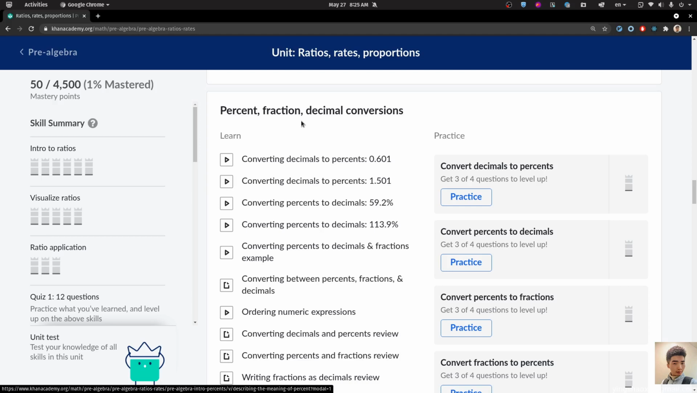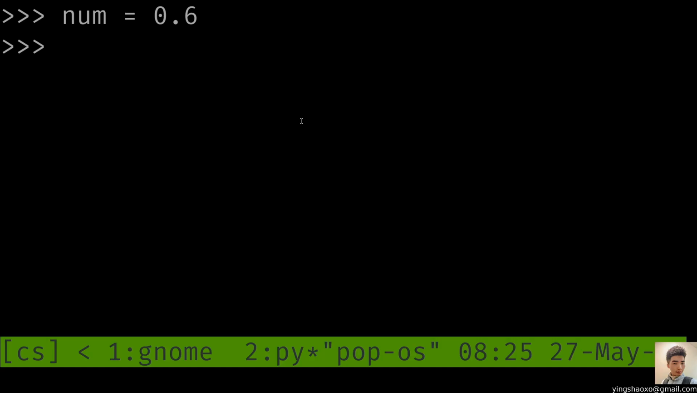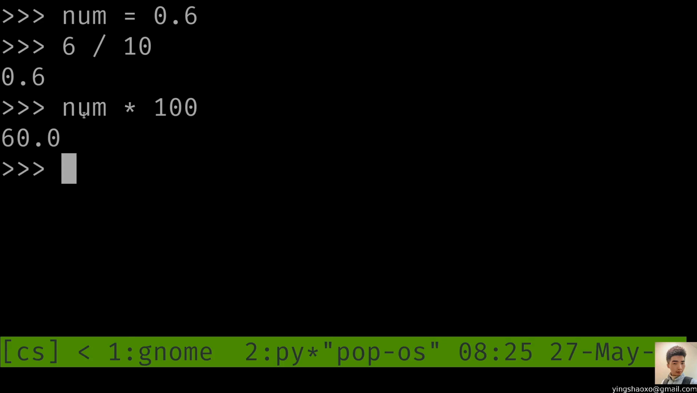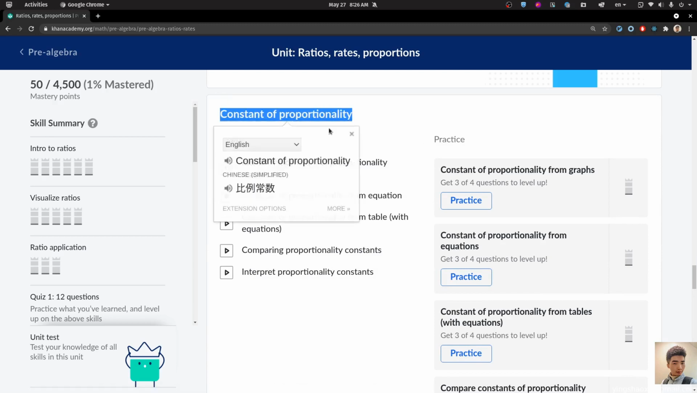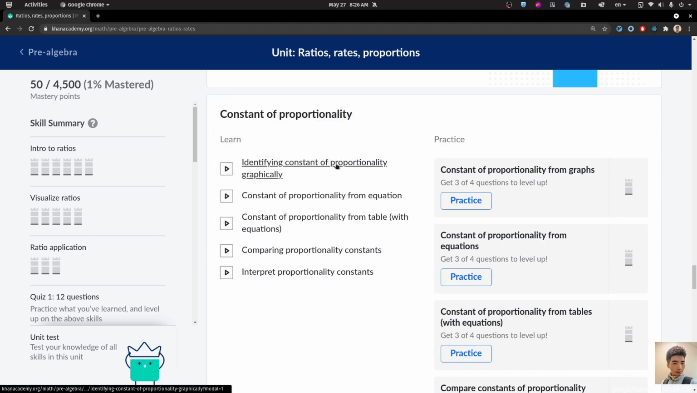We could convert it to a fraction, which is 6 over 10, and they have the same value. We could also convert it to a percent as long as we multiply it by 100, and this is a percent. Here's another section called Constant of Proportionality. What is that? To be honest, I don't know. So let's get into it.